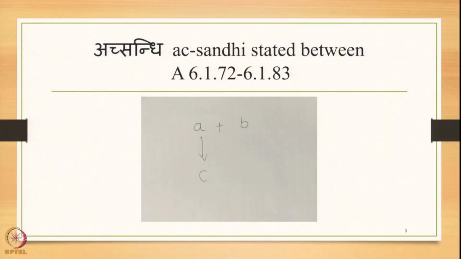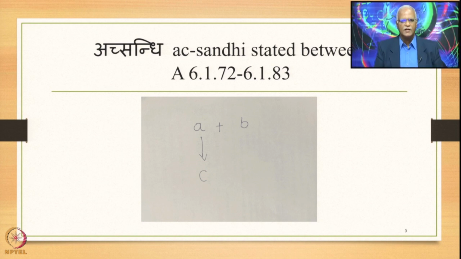Now, Ekasthanika Ekadesha type of Ach Sandhi is stated in this particular section in the Ashtadhyayi, 6.1.72 onwards up to 6.1.83. The Ekasthanika Ekadesha can be diagrammatically represented in this manner, where you have A immediately followed by B. They are both in the Samhita mode, in close proximity. So A plus B becomes the input, and now this A gets substituted by C. A is the substituent, C is the substitute. A is the Sthani, C is the Adesha. In the environment of A immediately followed by B, A gets substituted by C. So A plus B is the input and the output is C plus B.